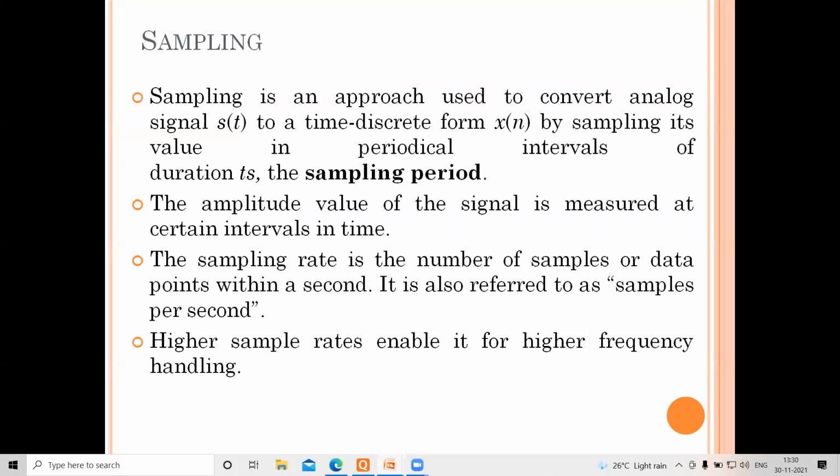I'll come to these two. As I said, sampling is an approach to convert your analog signal into time discrete form by sampling its value in periodical intervals called your sampling period. The amplitude value of the signal is measured at certain intervals in time. The sampling rate is the number of samples or data points within a second. It is also referred to as samples per second.